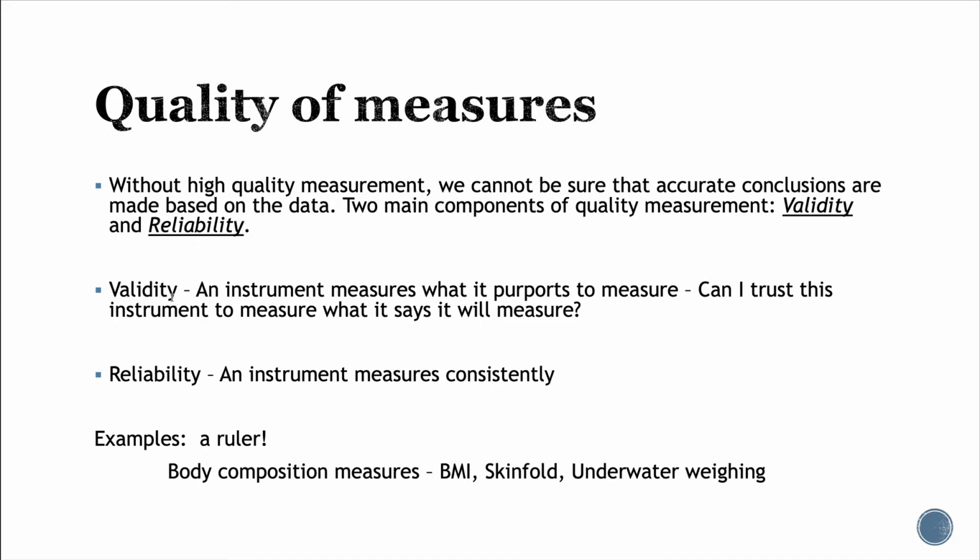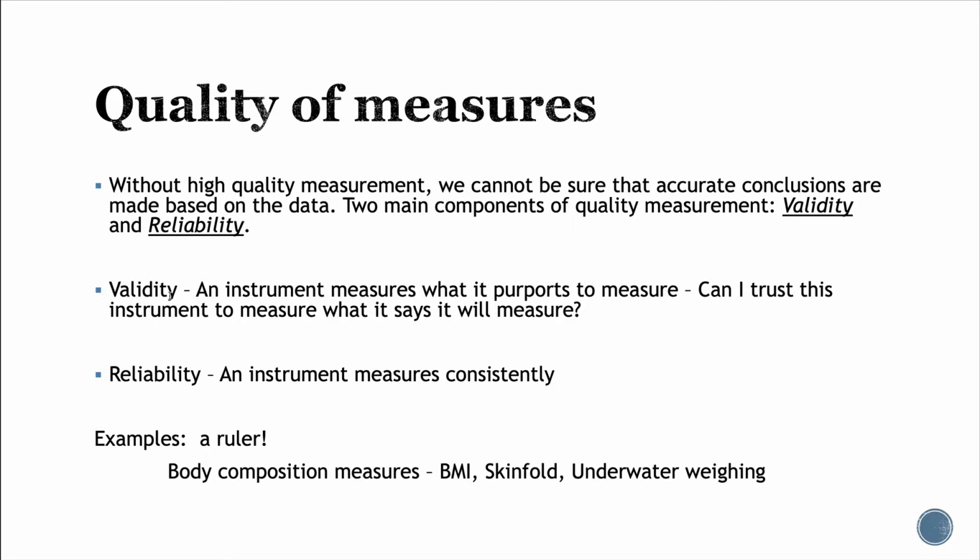When we talk about validity as a quality assessment of a tool, validity means is an instrument measuring what it purports to measure? Can I trust this instrument to measure what it says it will measure? If I want to measure the length of a person's foot, I can use a ruler. A ruler is a very good tool for measuring the length of a foot, right? Because a foot is flat, it's linear, a ruler is linear. It measures it very well. So it's a very valid instrument for measuring foot length.